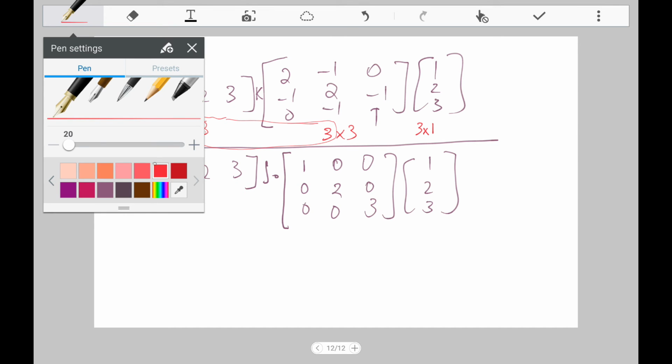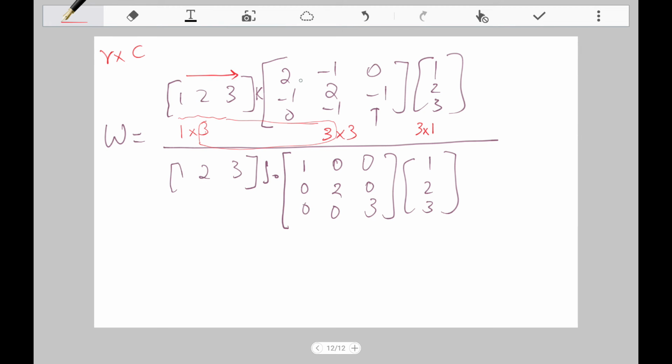The way we do it is very simple: tail times tail, middle times middle, arrow times arrow. The resulting matrix is going to be this value here with this value here. So we're going to have a 1 by 3 matrix, and later on we're going to multiply that with this 3 by 3 matrix, which is compatible. So now we know that we should get a 1 by 3 matrix up here.